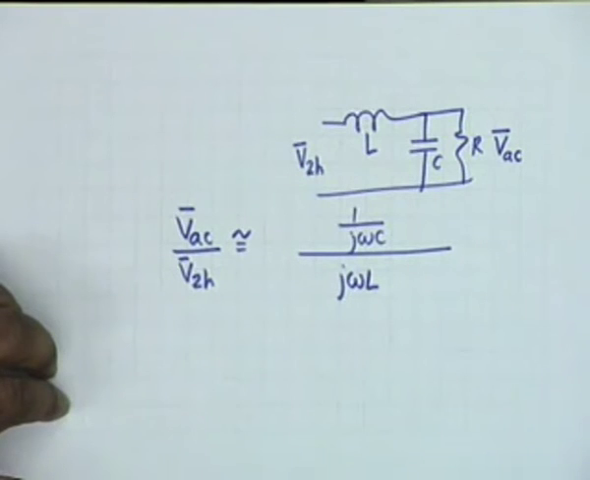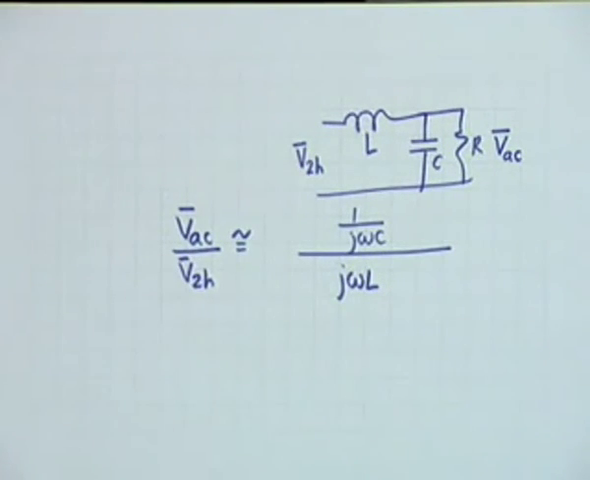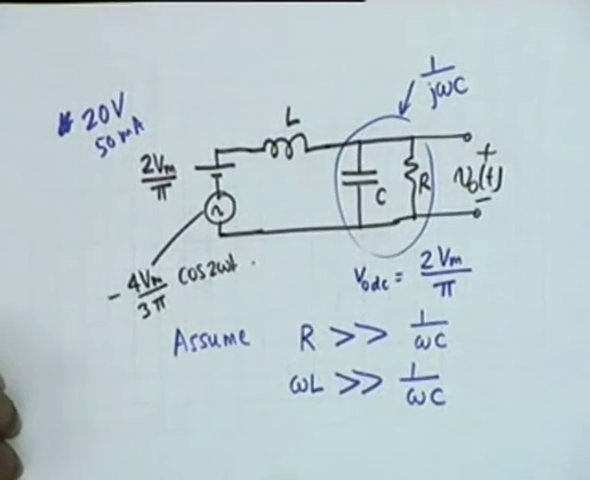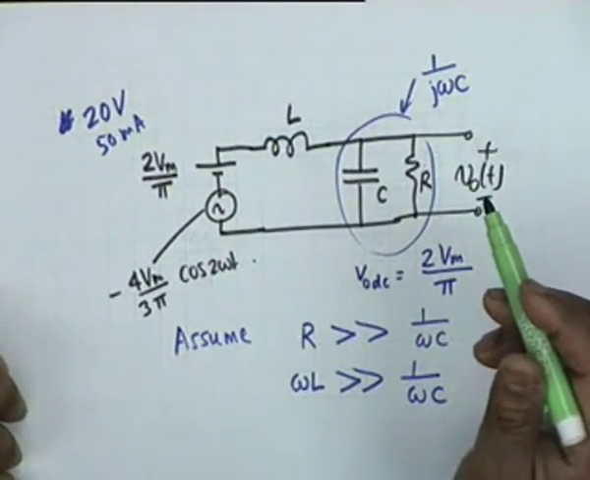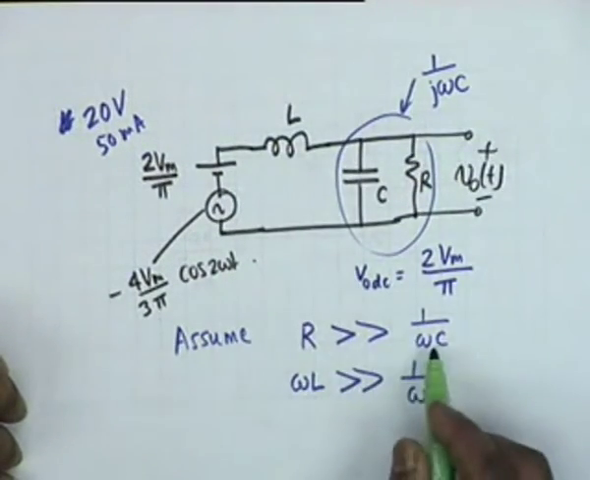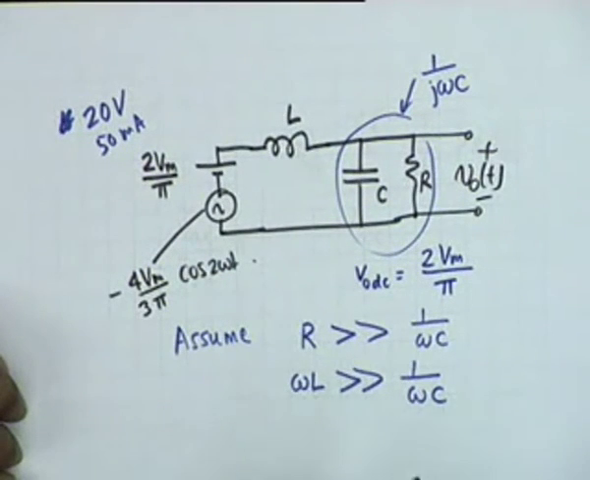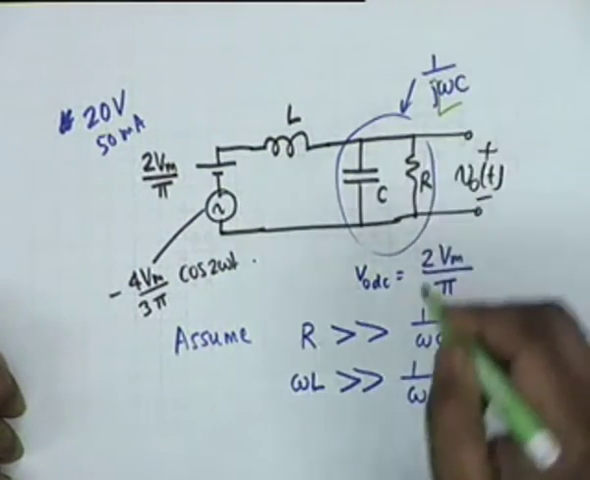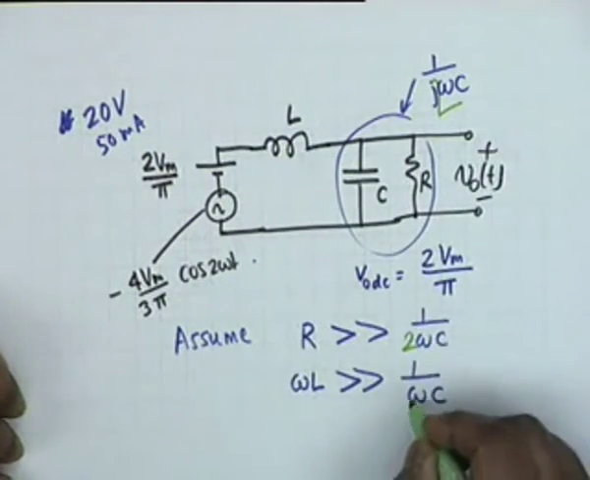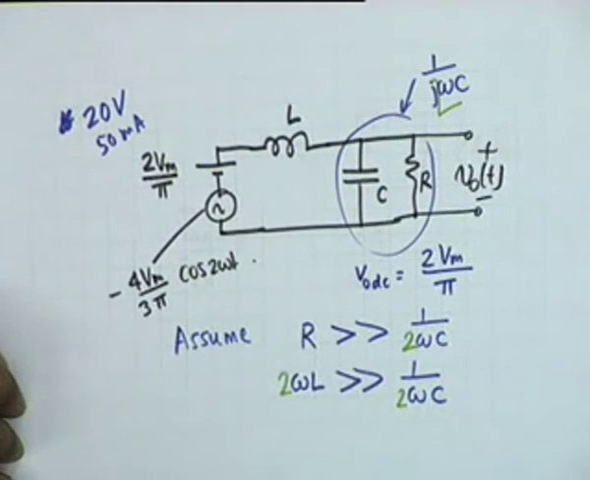Pardon me? What is the mistake? No, that's not it. We made the mistake right here. No, R is much greater than 1 by omega C. That is not the mistake. The mistake is the frequency is not omega. Frequency is 2 omega, and therefore everywhere we must substitute 2.